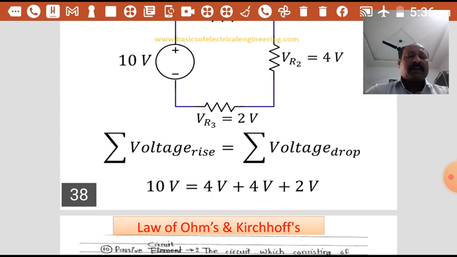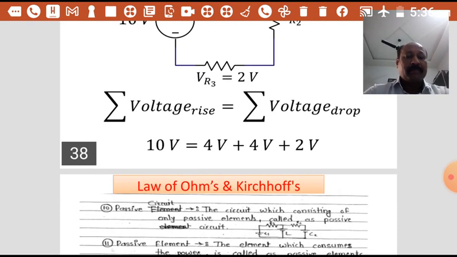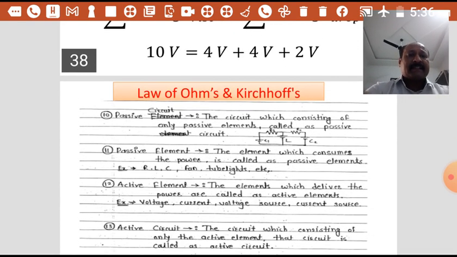Then see the next circuit, that is the passive circuit. So what is passive circuit? The circuit which consists of only passive elements is called the passive circuit. Now the question arises, what are passive elements? The elements which consume the power. The element which consumes the power is called a passive element. So the first passive element is nothing but the resistance, second inductance, third capacitance.